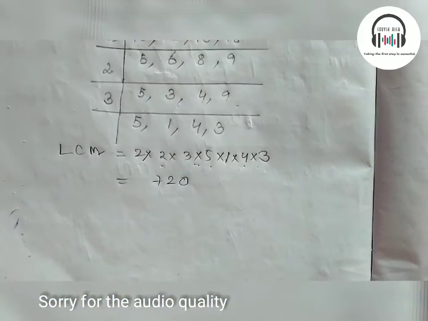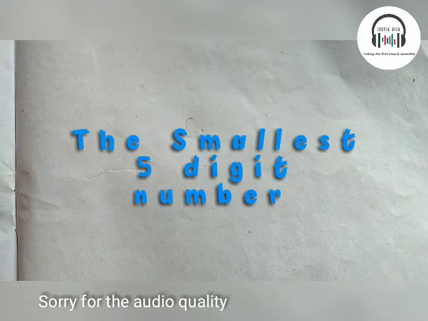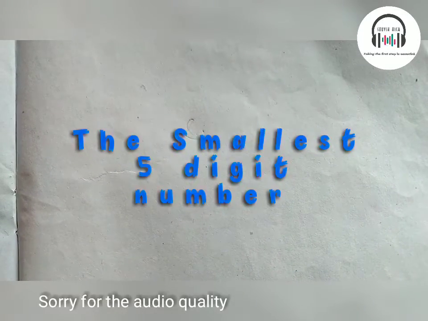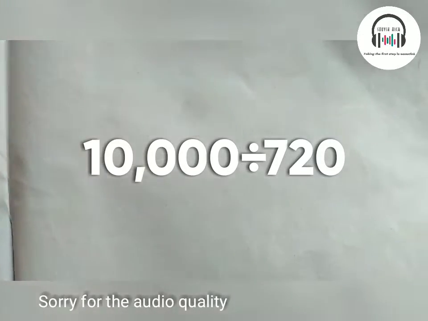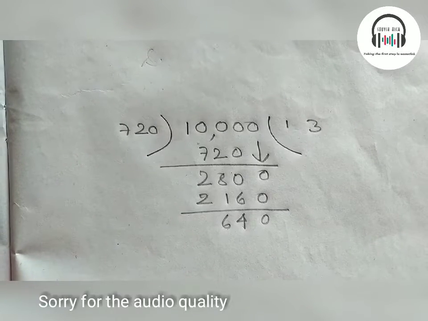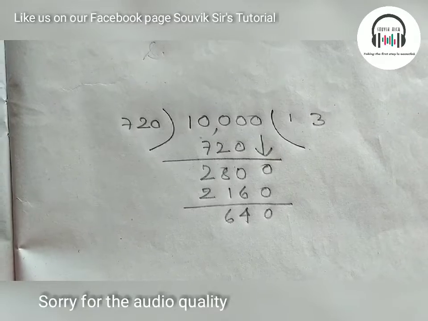That's right. We know the smallest 5-digit number is 10,000. On dividing 10,000 by 720, we get 13 as quotient and 640 as remainder.